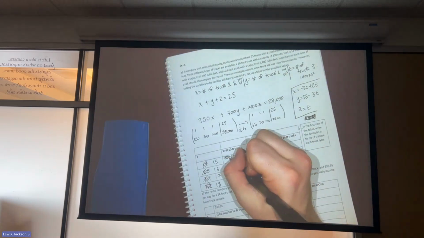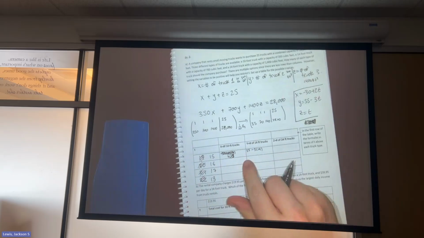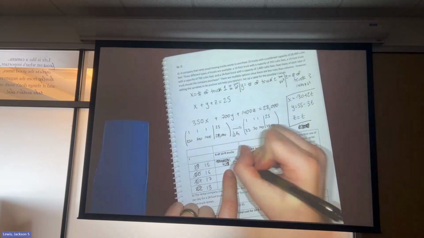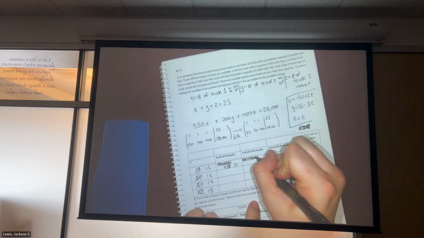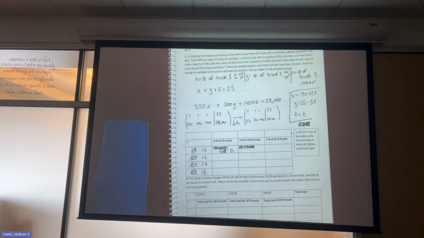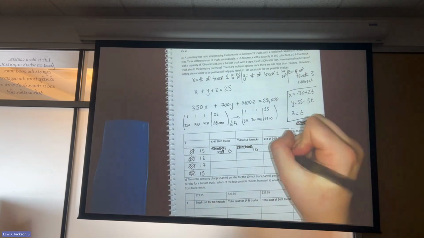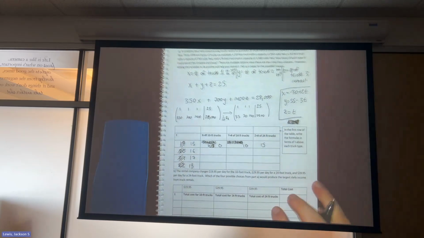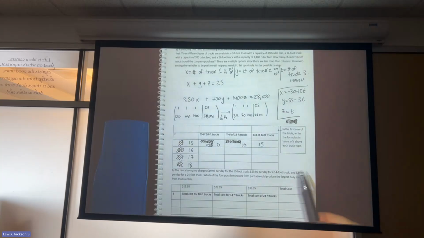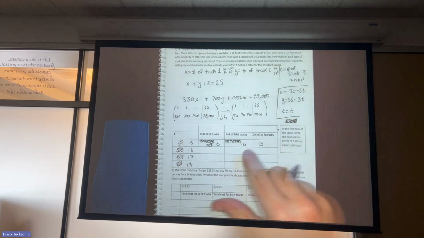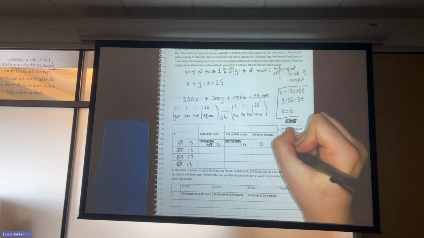So then plugging 15 into this, I get 30 minus 30, which is 0. 55 minus 3 times 15 is 10. And z is 15. And just to clarify, we really just want to make sure that the number of trucks adds up to 25. 0 plus 10 plus 15 adds up to 25, so we're good.